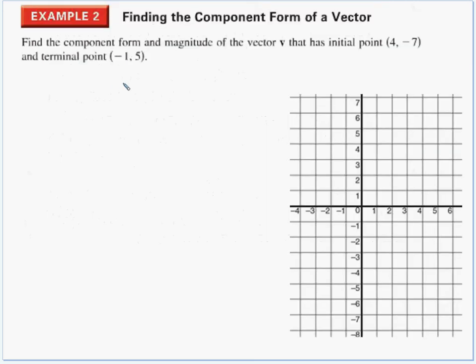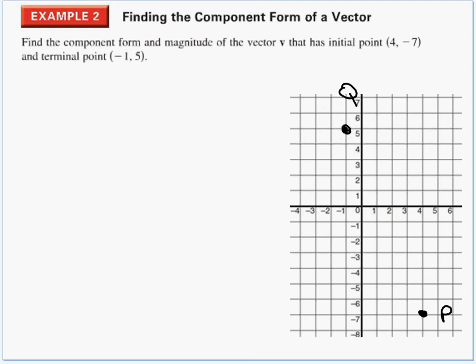Example 2, finding the component form of a vector. Find the component form and the magnitude of vector v that has this initial point. Let's graph it. 4, negative 7. So here's our initial point. Usually the book uses P for that. Terminal point, negative 1, 5. We'll use Q for that.